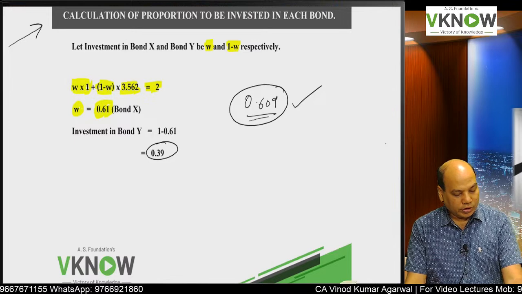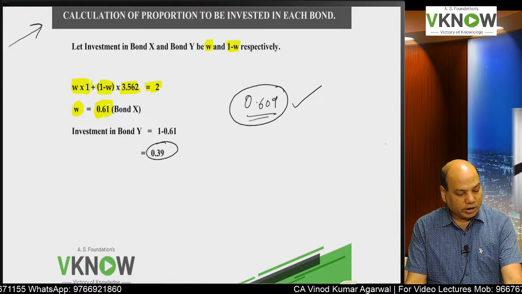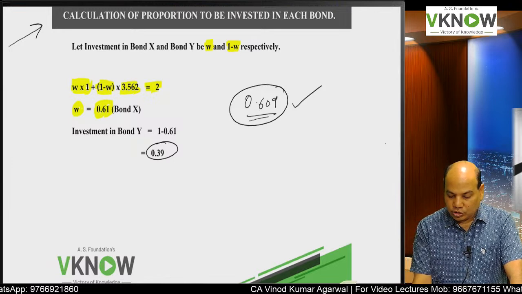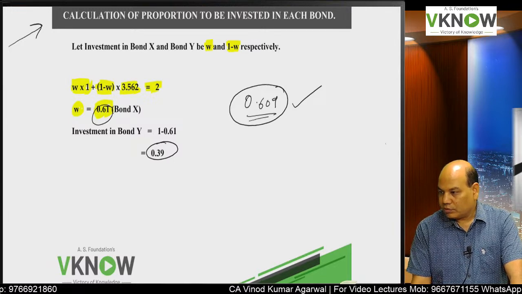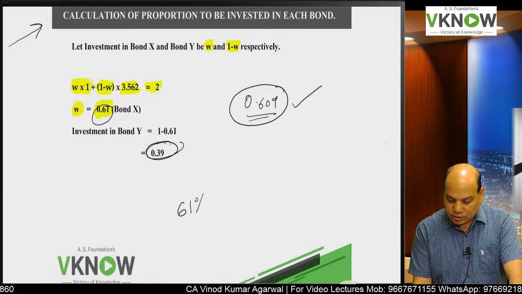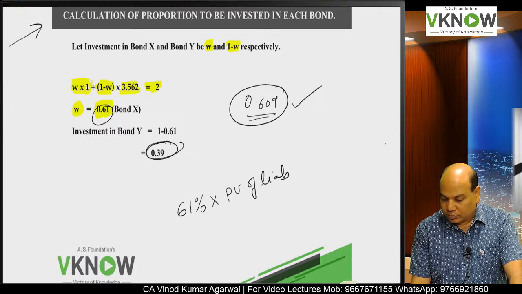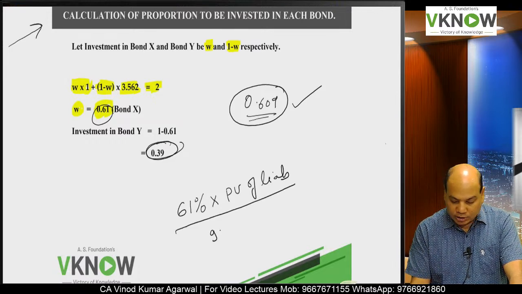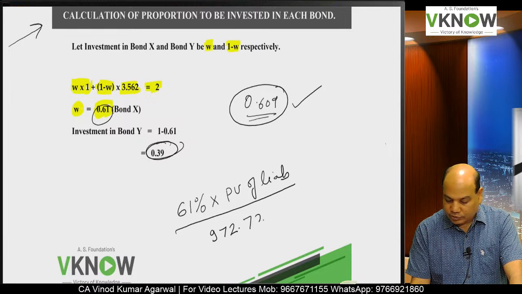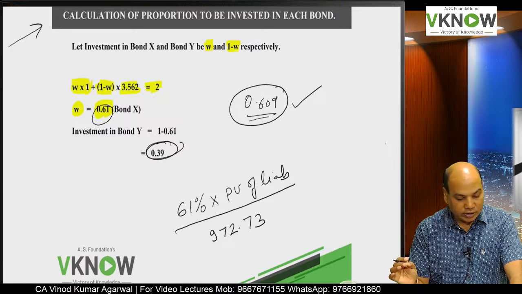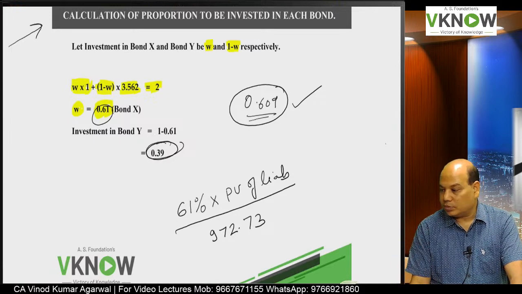Answer is not over yet. It says, in what quantity you will buy bond X and bond Y. What you have got is proportion, and we have to also write quantity. So which means 61% of the present value of liability will be invested in bond X, and that will be divided by the current price of the bond, 972.73, which will give you the quantity of the bond.